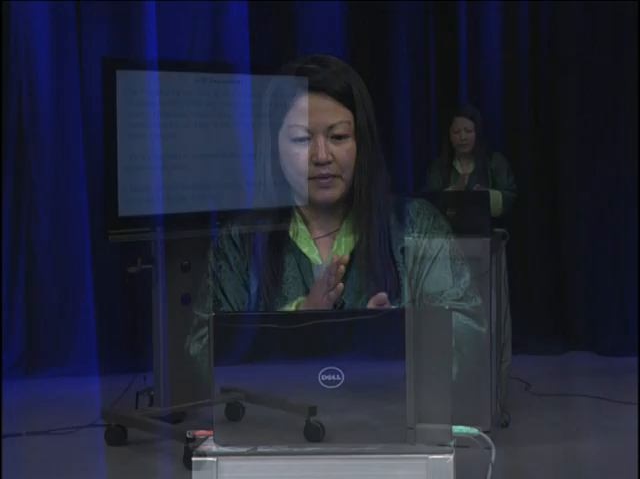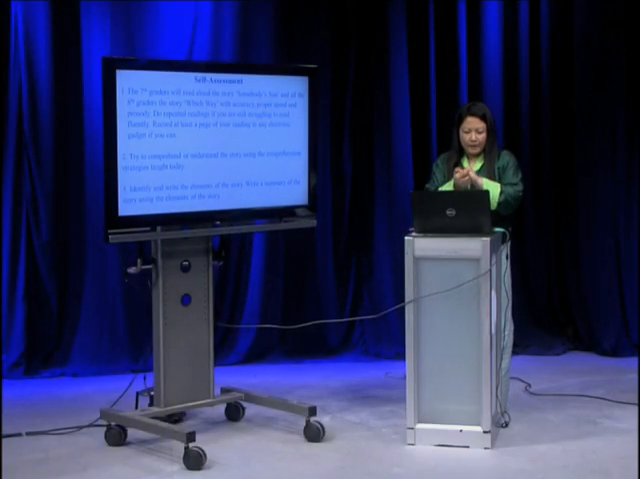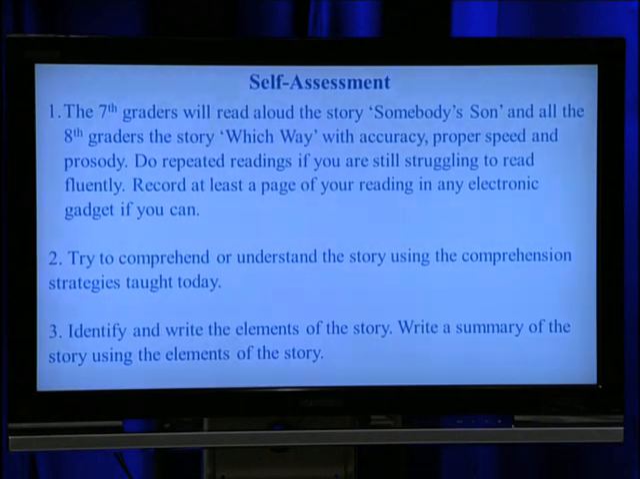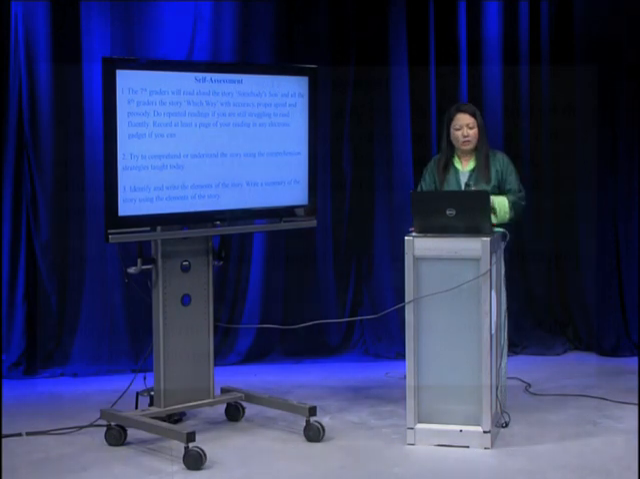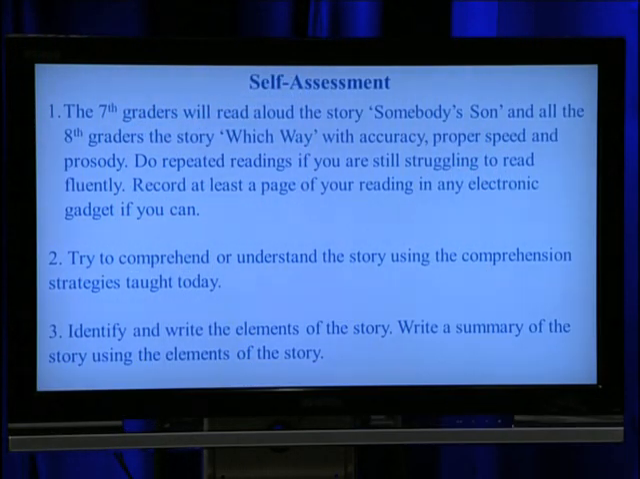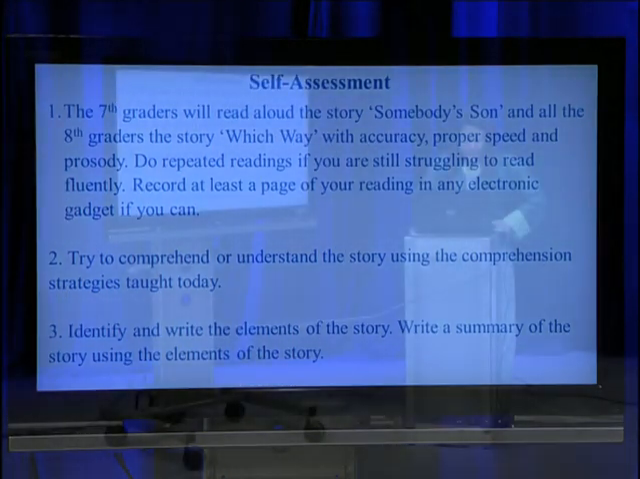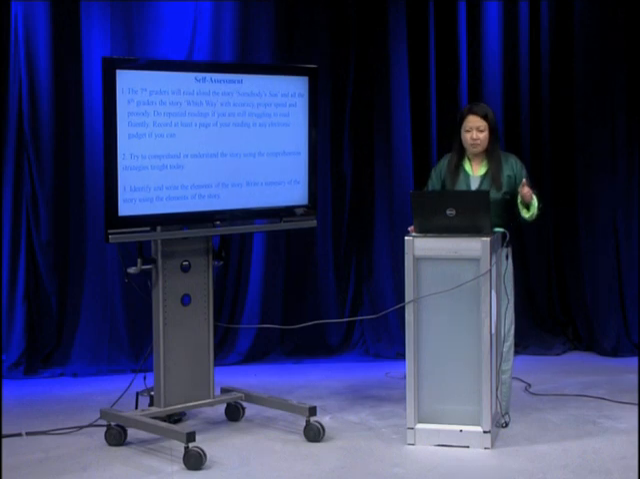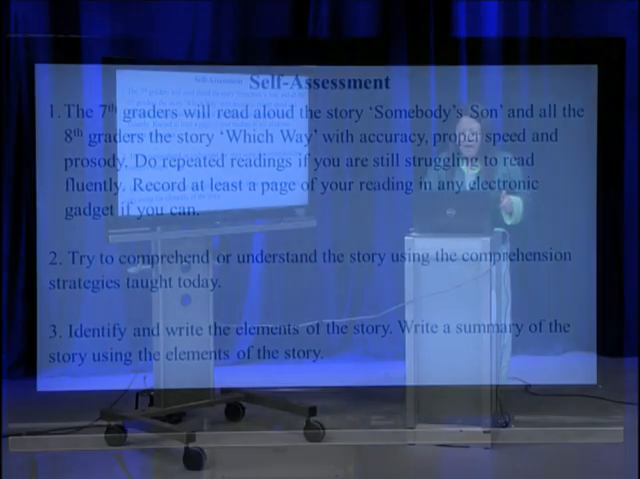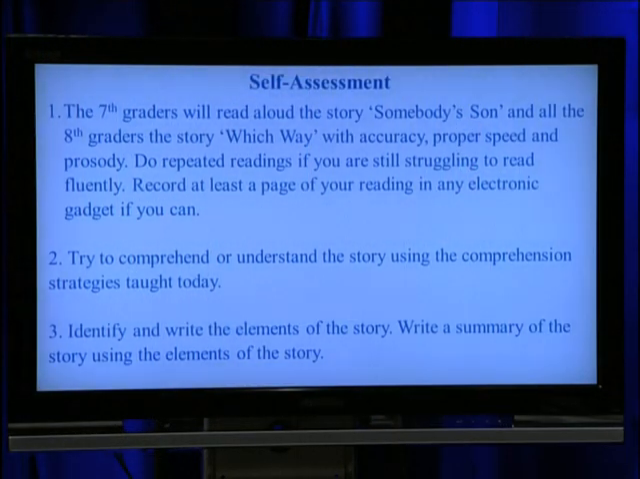I have three self-assessment questions for you all. The 7th graders will read aloud the story, Somebody's Son. Now, if you have already done this story in your school, please go to the next story. And all the 8th graders, the story, Which Way? Similarly here also, if you have already finished Which Way, you go to the next story. And you read those stories with accuracy, proper speed, and prosody. You do repeated readings if you are still struggling to read fluently.